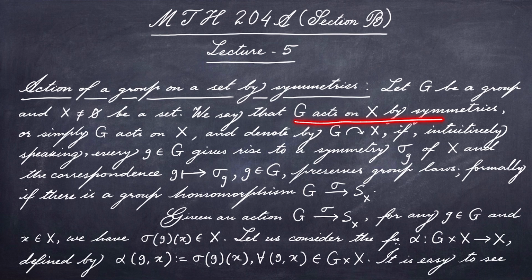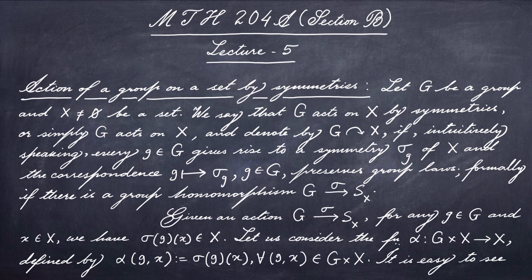G acts on X by symmetries if, informally speaking, every group element g gives rise to a symmetry sigma g of X. Let me again remind you that here by symmetry we mean a bijective mapping from X to X. So we say G acts on X by symmetries, or simply G acts on X, if every group element g yields a symmetry sigma g of X in a coherent manner. So what I mean by this is that this assignment g goes to sigma g for any g in G preserves the group laws.